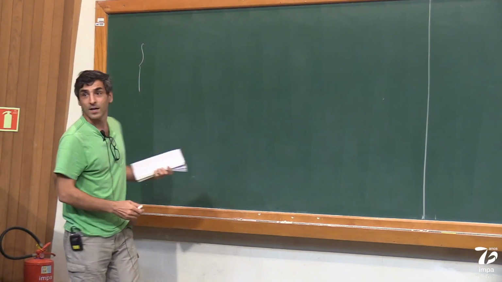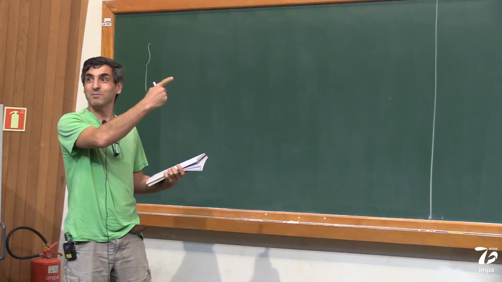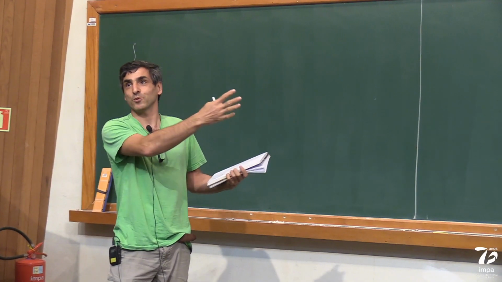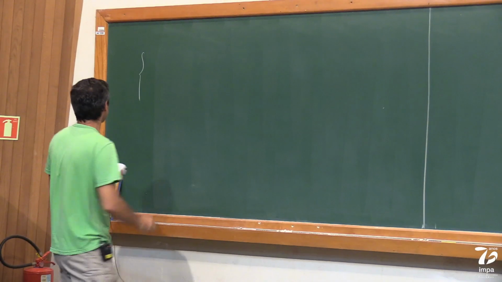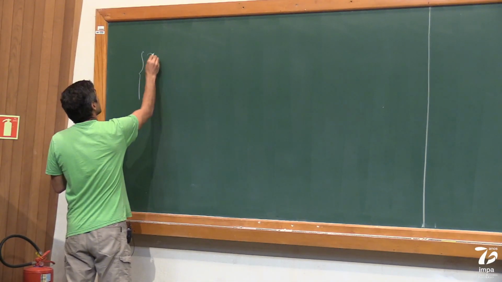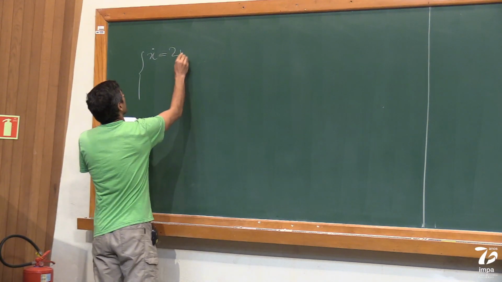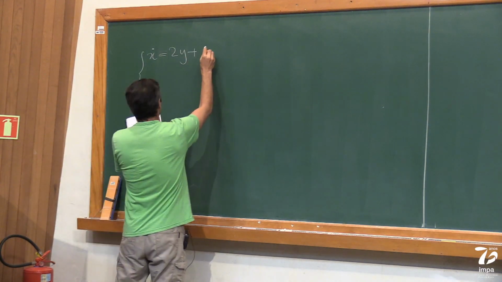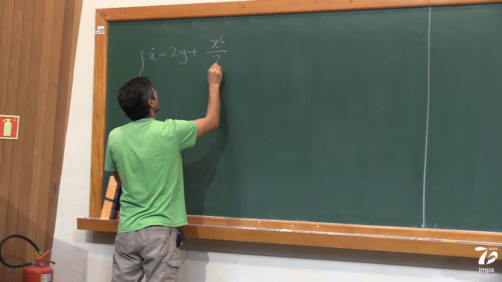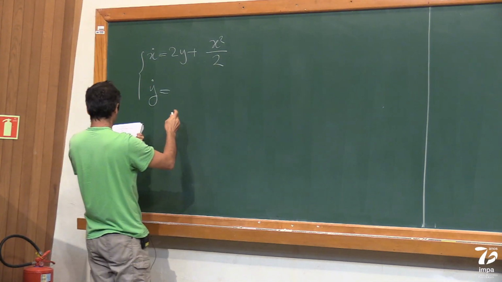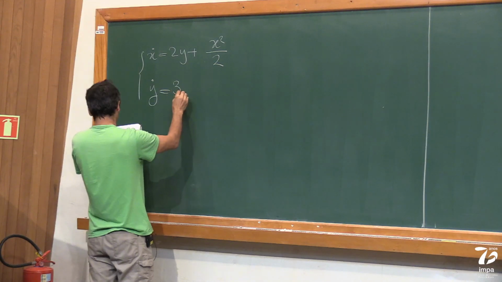There was a limit cycle in the poster of the conference. I'm going to explain how this is produced. So the basic idea is this. Maybe I put the corresponding differential equation, and then slowly I will tell you how.